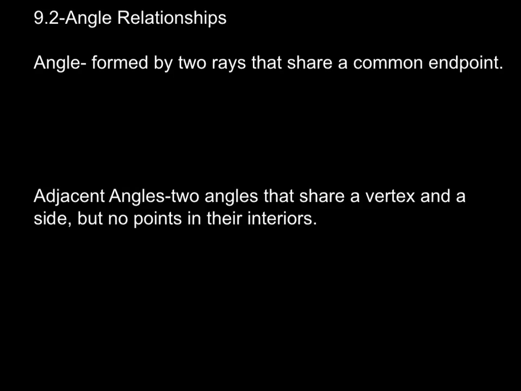Okay, so the first one is an angle. An angle is formed by two rays. Remember, a ray has one endpoint, and then it goes on forever. So if we have two of these, that would be our angle. How we draw it is we would have, let's say, point B. Then it goes on forever. Then let's say we have a point C and a point A.